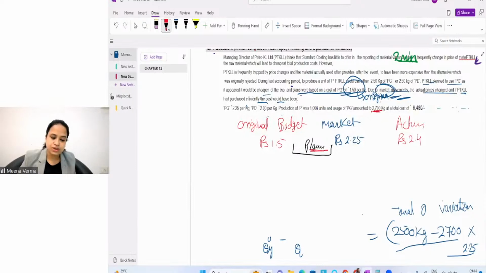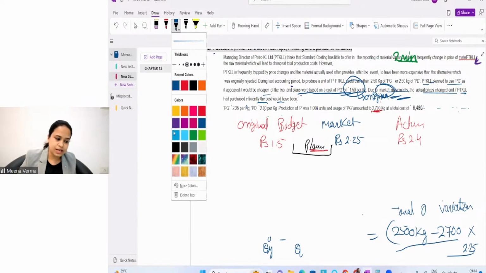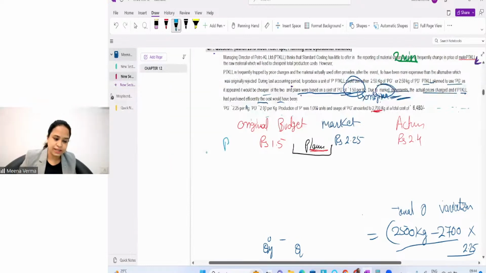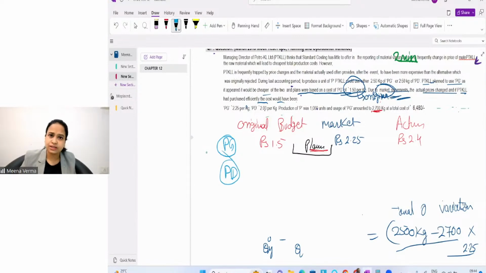Now they have observed that they have 2 options. In this question, you can see this company has 2 options. The company can either purchase PG or they can purchase PD. Same raw material, but different price. And you can use them alternatively for the production of final good. So what happened? They have seen that there is a drastic increase in price. The price is actually increasing drastically.